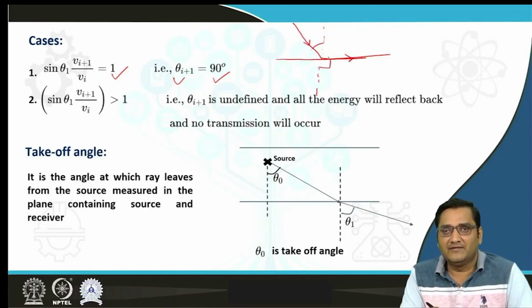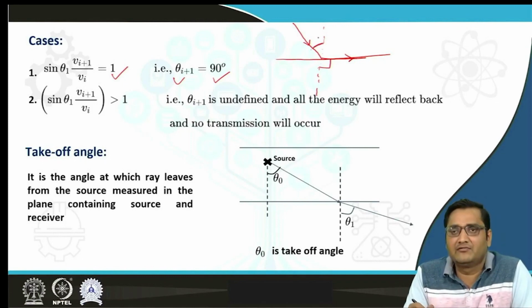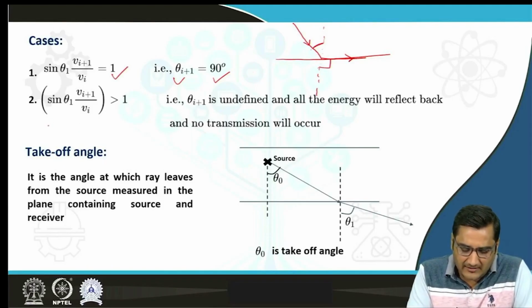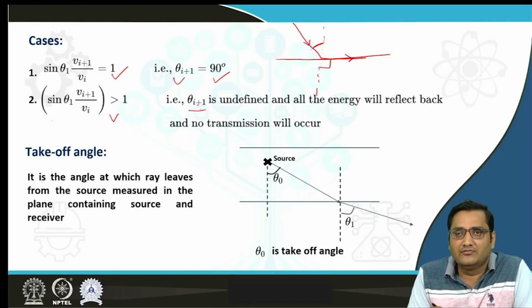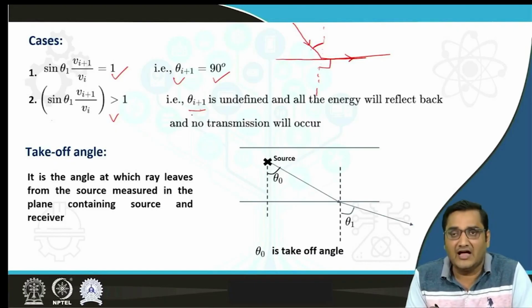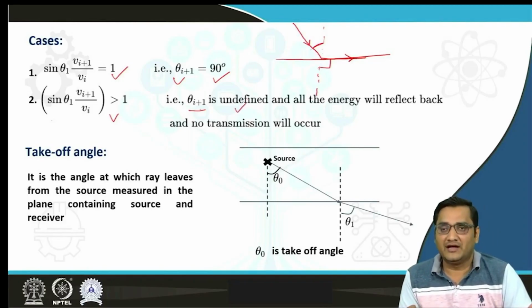So that will happen at the value of the critical angle, where the ray will have its path along the interface. The incident angle will be equal to the critical angle in that case. And when you have sine theta 1 times v i+1 by v i greater than 1, which means that theta i+1 is going to be undefined, because sine does not have values greater than 1. So in that case, the angle of refraction theta i+1 in the (i+1)th layer will be undefined, and all the energy will be reflected back, and there will not be any transmission in the second layer.